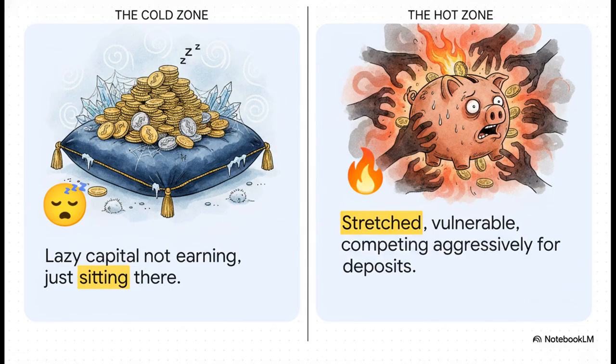You aren't operating efficiently at all. But push that ratio too high, and boom, you enter the hot zone. Sure, you're working the money hard, but you're incredibly vulnerable. You're stretched, you're competing aggressively for deposits. If some sort of macroeconomic panic sets in and your depositors suddenly want their cash back all at once, a stretched bank simply lacks the spare coins, the liquidity, to survive without scrambling for incredibly expensive emergency funding.